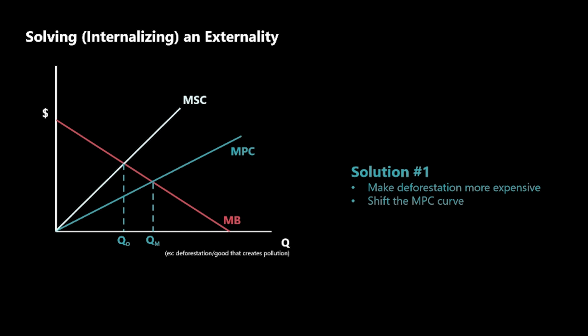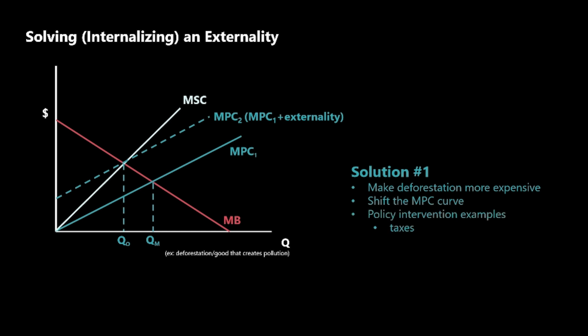That means we'd be coming at this from the cost side. We'd want to shift the marginal private cost curve up by the amount of that externality. Notice here that that will leave us at QO. There's two different types of policies that can do this. One is taxes. That means that we would have a tax on each unit of deforestation. So the landowner in this case would then have to think about those external costs every time that they decided to deforest. Each additional unit would come at an additional cost.